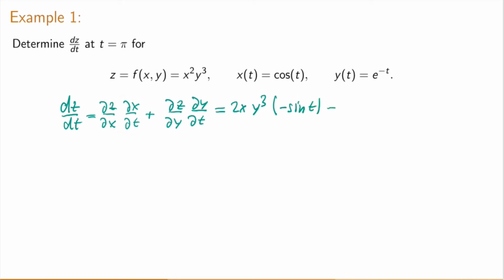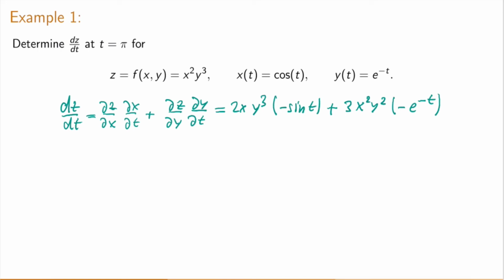And then plus dz by dy, so again back to the function f, we got a y cubed, so this gives a 3x squared y squared, keeping x a constant now. And then dy by dt, this is minus e to the minus t.